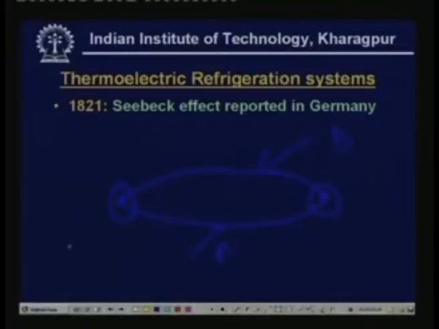And let us say that you are maintaining these two junctions at two different temperatures. Let me say this junction is a hot junction and this junction is a cold junction. So once you have two dissimilar metals joined together, and you maintain the junctions at two different temperatures, an EMF will be developed in the circuit. That means you will see that a current is flowing through the circuit. This is what is known as the Seebeck effect, and this was reported in Germany in 1821.